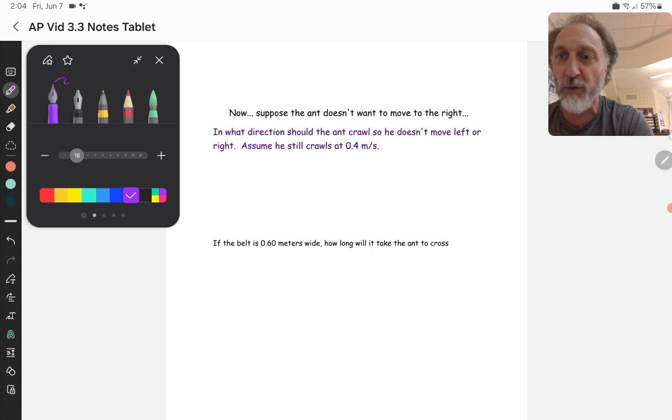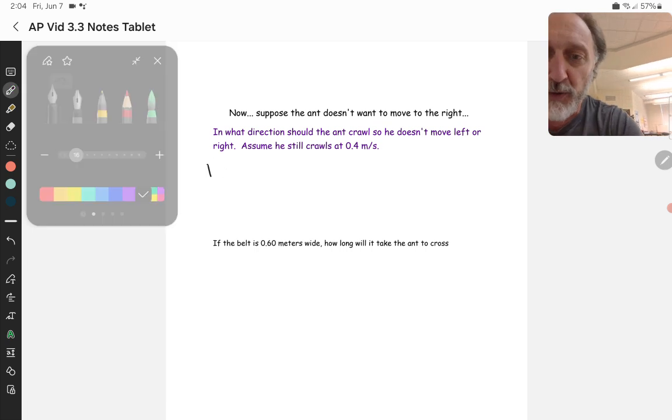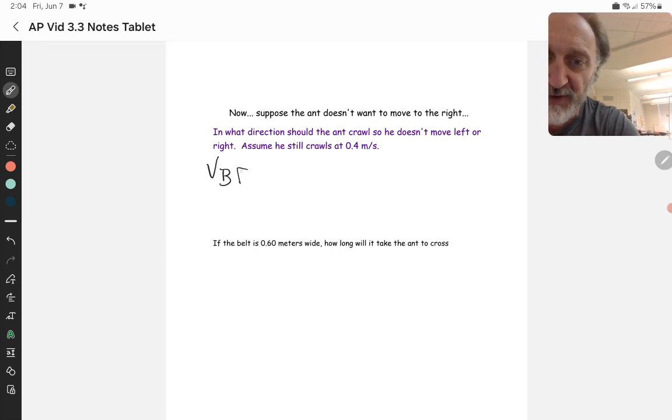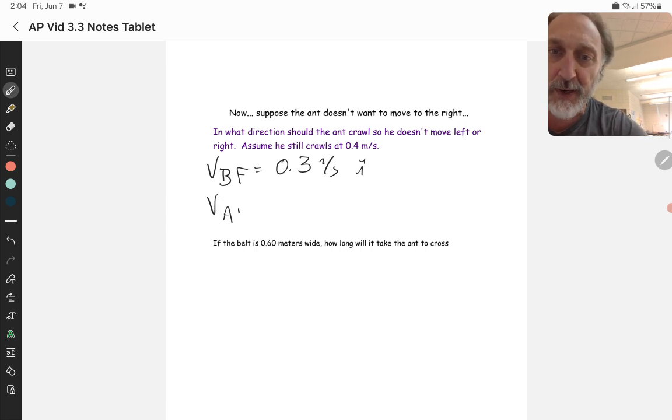So here is what we know. I know that the velocity of the belt relative to the floor is still 0.3 i meters a second. And I know that the velocity of the ant relative to the belt is still 0.4 meters a second, but I don't know what direction he's crawling in.